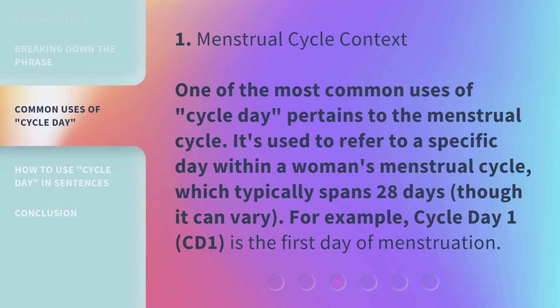1. Menstrual cycle context. One of the most common uses of cycle day pertains to the menstrual cycle. It's used to refer to a specific day within a woman's menstrual cycle, which typically spans 28 days, though it can vary. For example, cycle day 1, CD1, is the first day of menstruation.